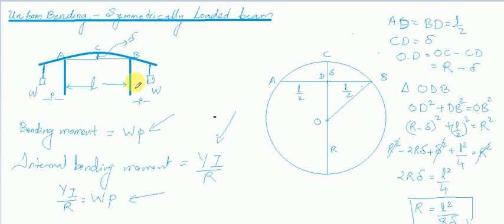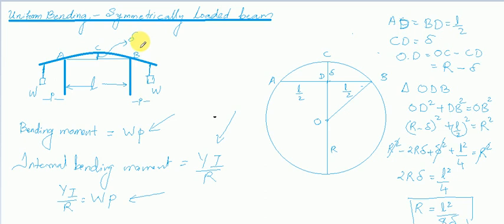We know that the bending moment is force times distance. Here the force is W and the distance is P. So the bending moment is W times P. And because of this weight, we can see that from the normal position, the central portion of the beam is raised by a quantity delta, which is the deviation.